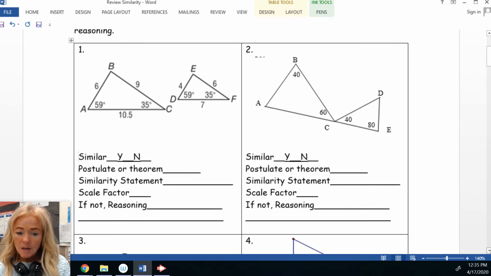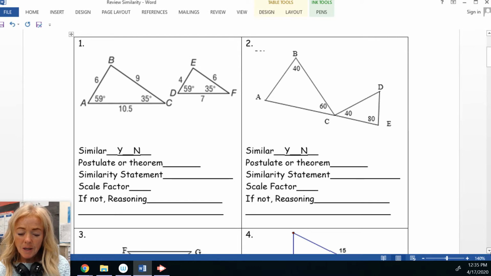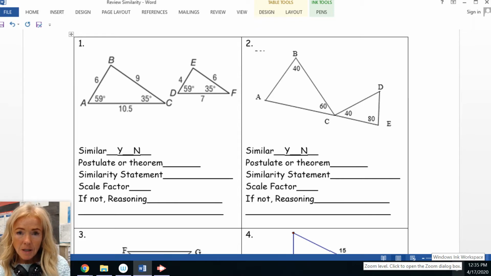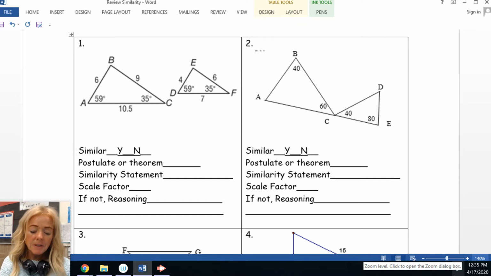Now, the first questions ask you to state whether or not the triangles are similar, give the postulate or theorem that states that they are, the similarity statement, the scale factor, and then if they're not similar, then just the reasoning for which they are not.